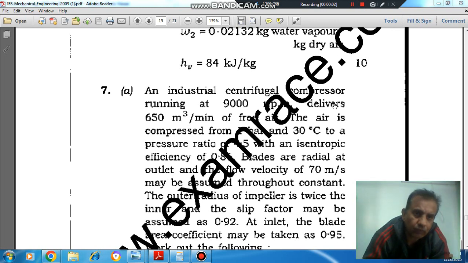Hello, welcome again. We are solving Indian Forest Services Mechanical Engineering Paper 2 of year 2009.